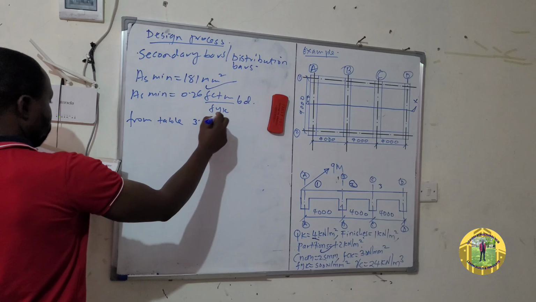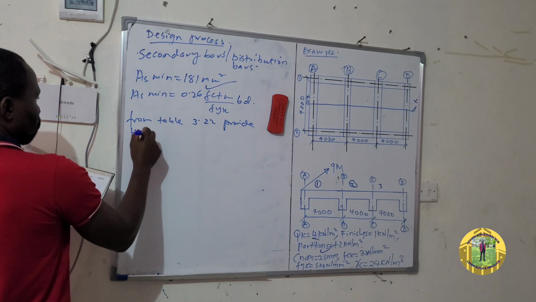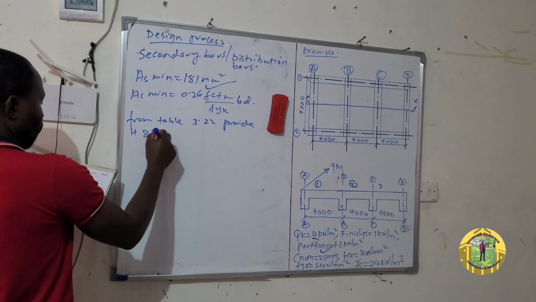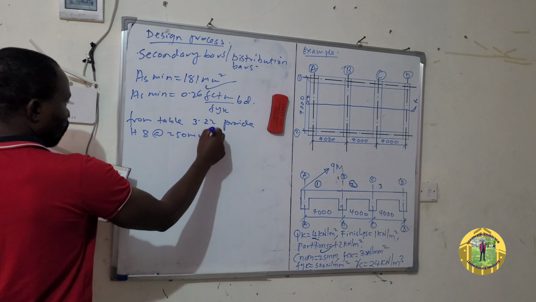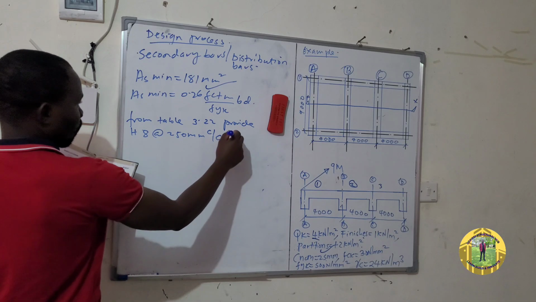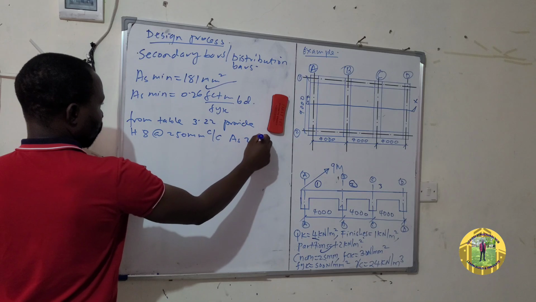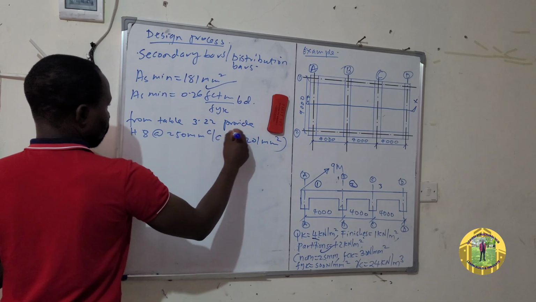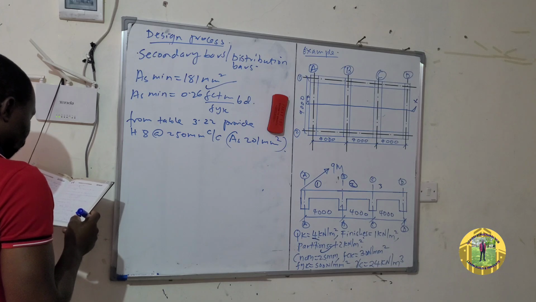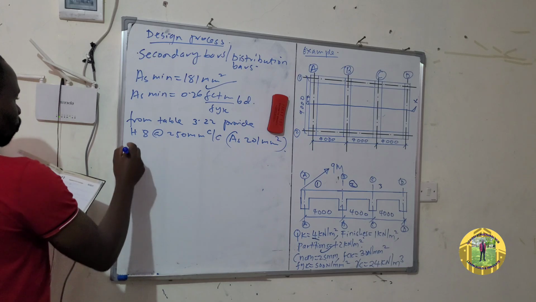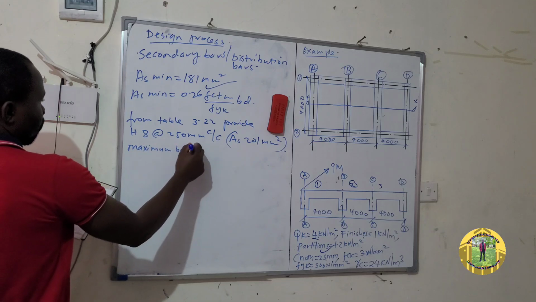So from this 181 millimeter square, you'll say provide from table 3.22, provide H8 at 250 millimeter center to center, and area of steel provided is 201 millimeter square. And then we check for maximum bar spacing.